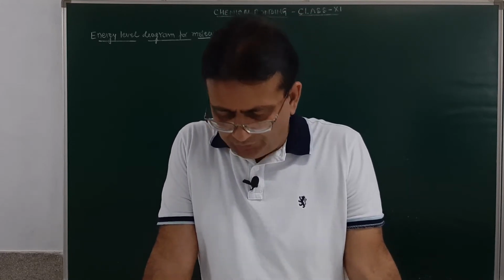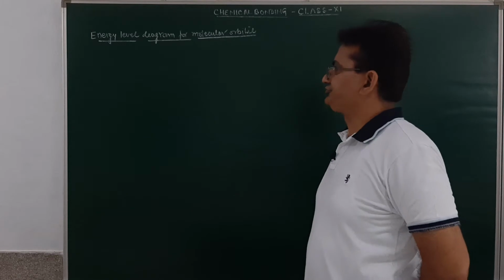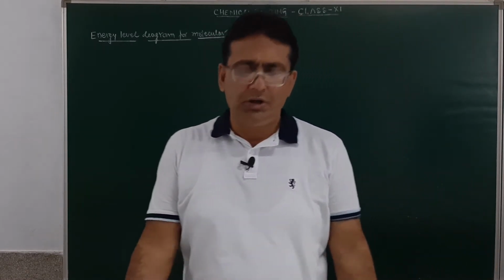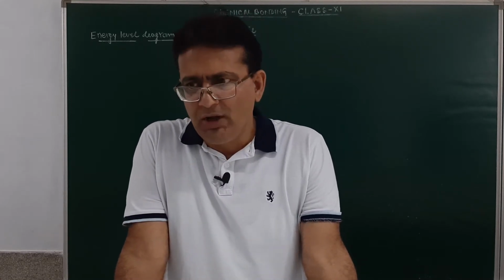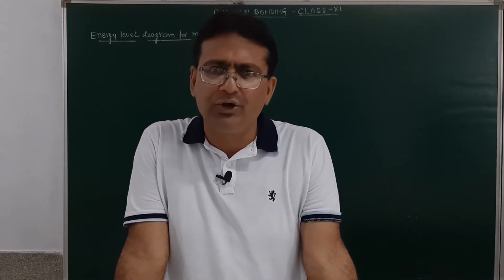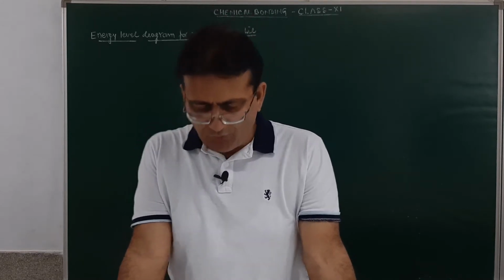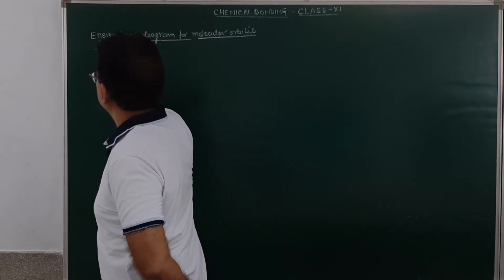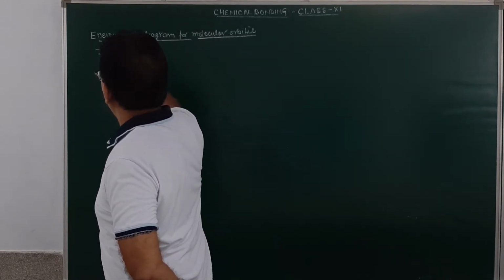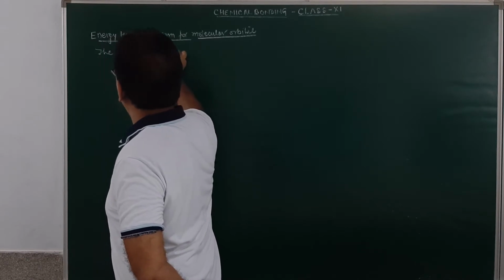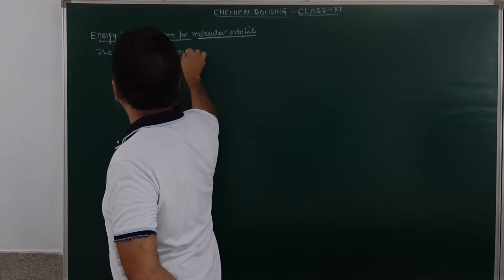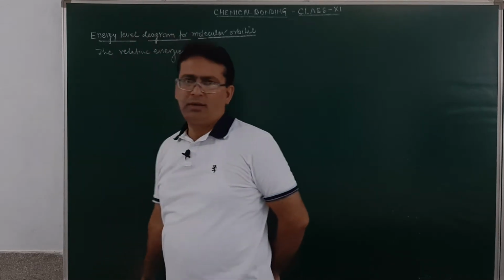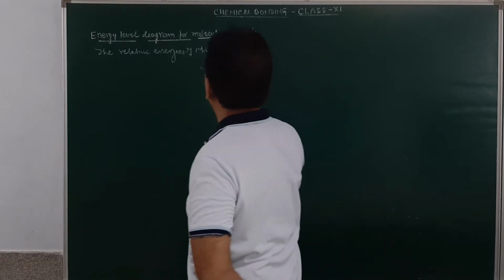molecular orbital configuration. Before I proceed further, we must remember that the relative energies of a molecular orbital depend on two factors. Number one is the energies of atomic orbitals combining to form the molecular orbital, and the extent of overlapping between the atomic orbitals. So, the relative energies of molecular orbitals depend on the following factors.